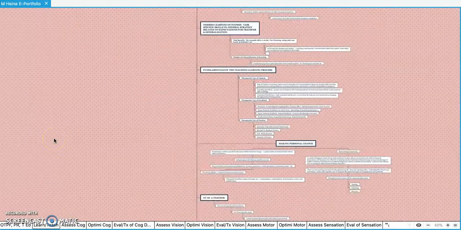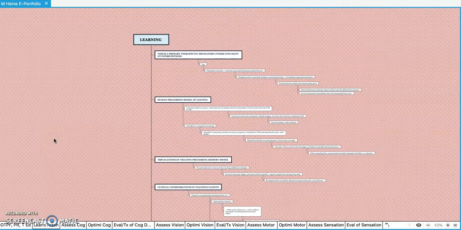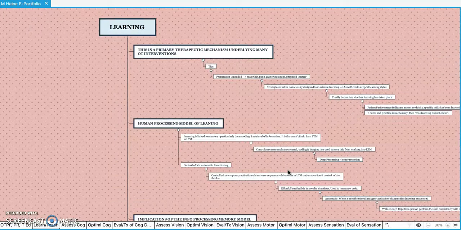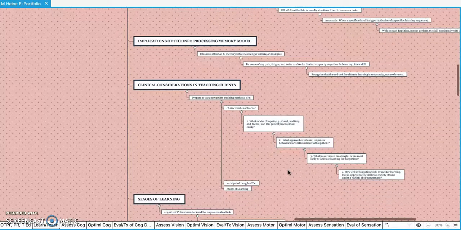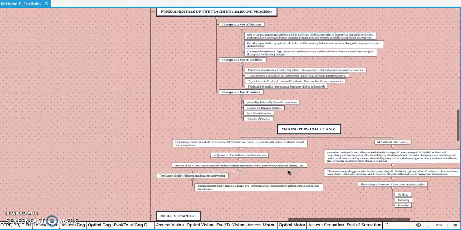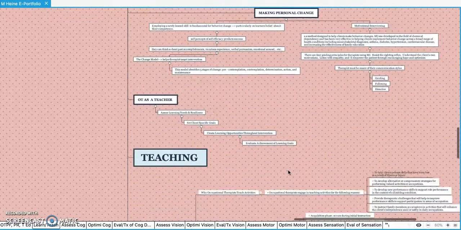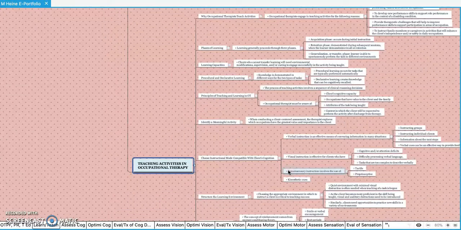Next, I have learning and teaching, and I'll start with learning. I put them both on the same sheet as I think they both go hand in hand, so I thought it was important to have that information together. So I just broke it down: the model of learning, the information processing memory model, teaching clients, the stages of learning, and then we have teaching, and teaching our OT activities and the different phases of learning.